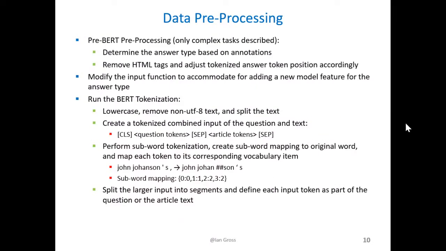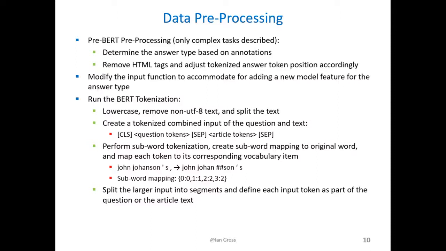So for data pre-processing, I only described some of the more complex tasks because there's a lot of things going on in the back end. But basically, I determined the answer type based on annotations, and then I removed HTML tags and adjusted the answer token accordingly. Then I modified the input function to accommodate adding a new model feature from the answer type.